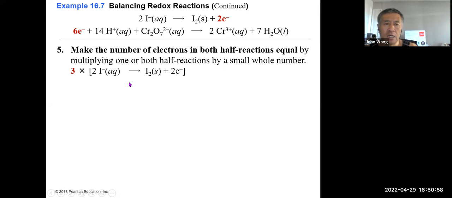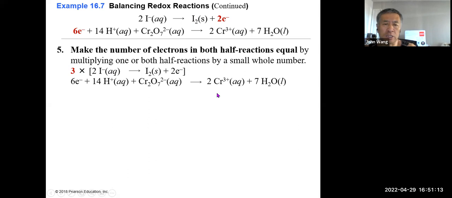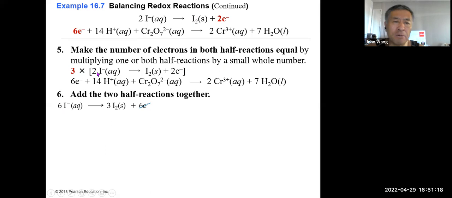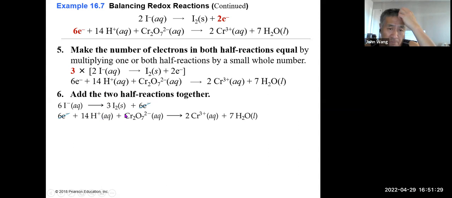which means you multiply all the coefficients. Here we have 2, 1, and 2. So they become 2 times 3 is 6, 2 times 1 is 2, 3 times 2 is 6. After we multiply the 3 into all the coefficients, we get this new first equation. Our second equation, we don't need to do anything. We copy it here, then we add. So this 6 electron on the left of this arrow, this 6 is on the right of this arrow.